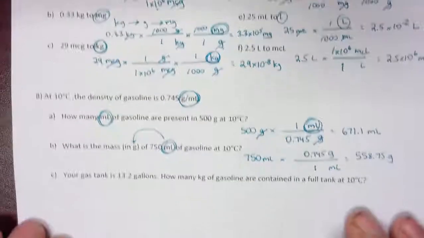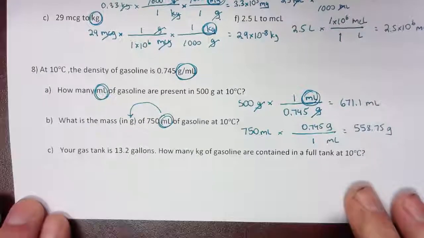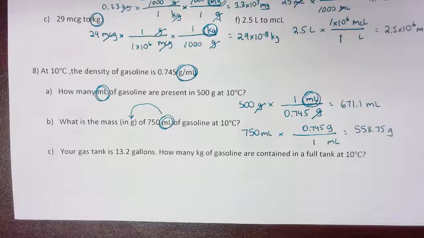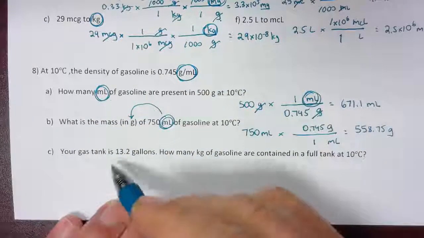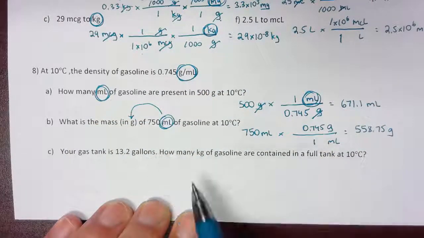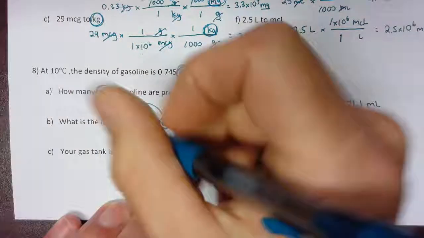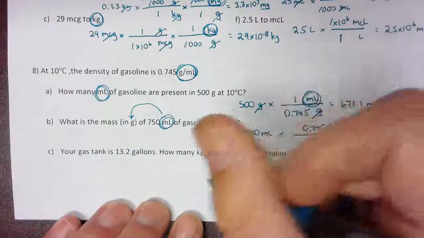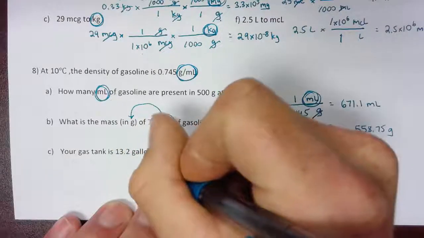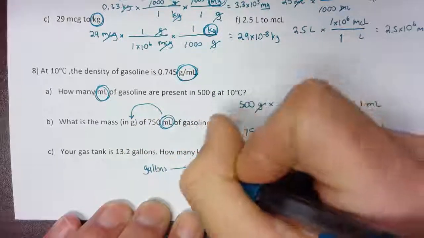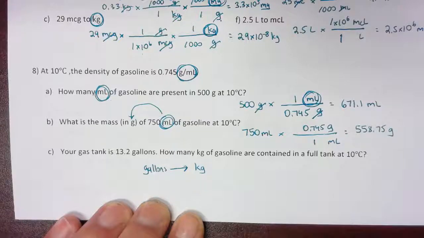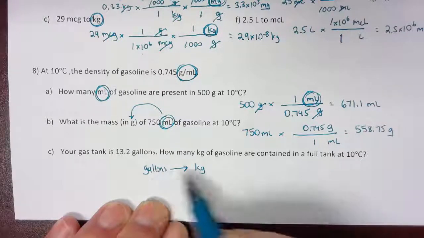Okay. Finally, the last one. This one takes a little bit more thought because we need to do an additional conversion. Actually, several additional conversions. Your gas tank is 13.2 gallons. How many kilograms of gasoline are contained in a full tank? Alright, so we need to go from gallons to kilograms. How in the world are we going to get there? This is a volume, this is a mass.